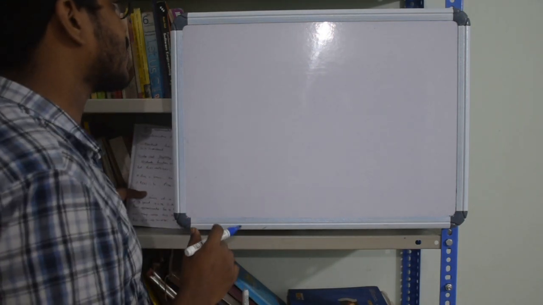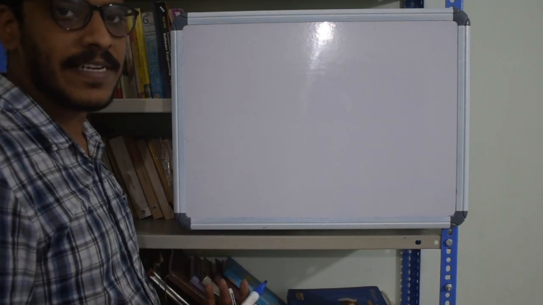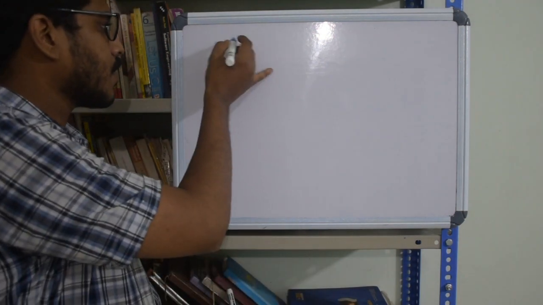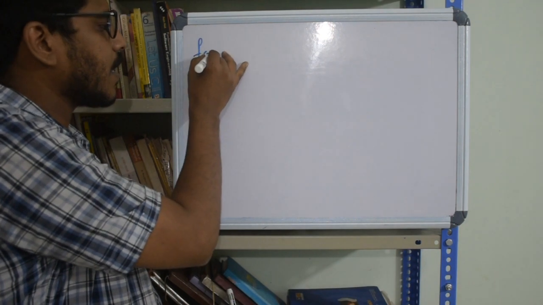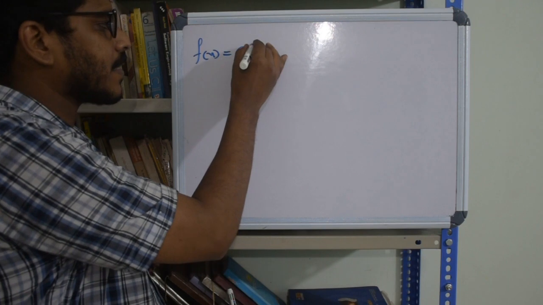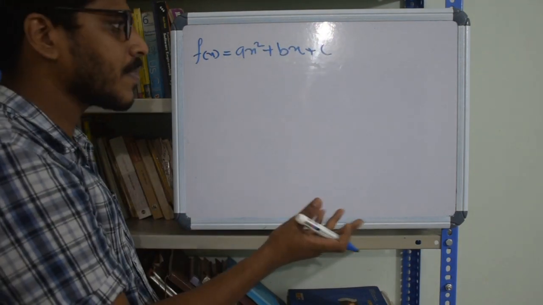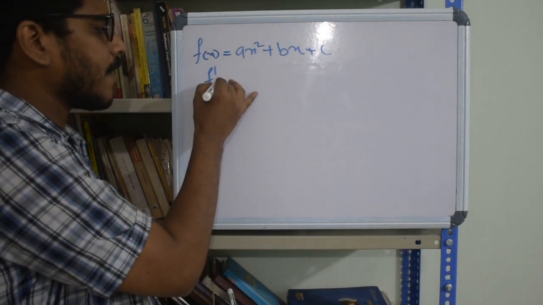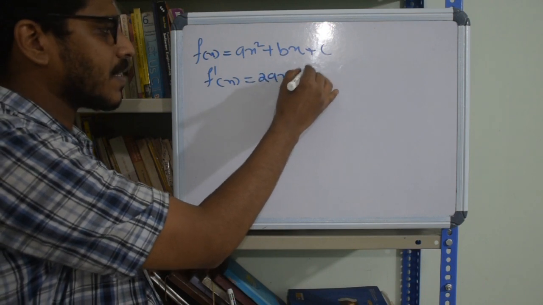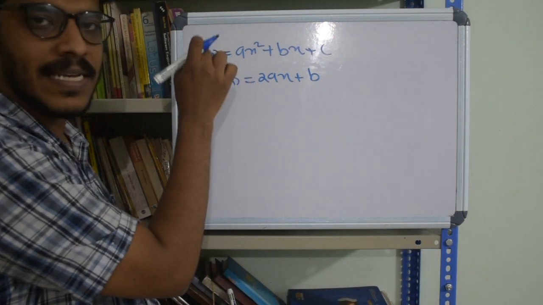And prior to that, let's see. I mostly used a property or a rule of derivative, which we'll be using rigorously in our course. Suppose we have a function f of x, which is a quadratic function of the form ax squared plus bx plus c, where a, b, c are constants. Then f dash of x will be of the form 2ax plus b, where a and b are the same as in the definition of the function.